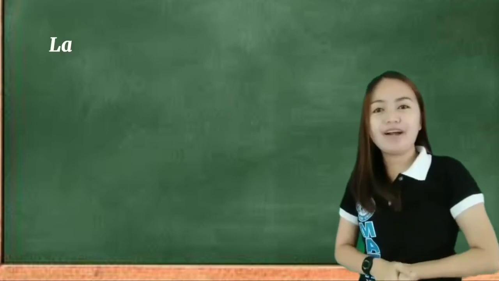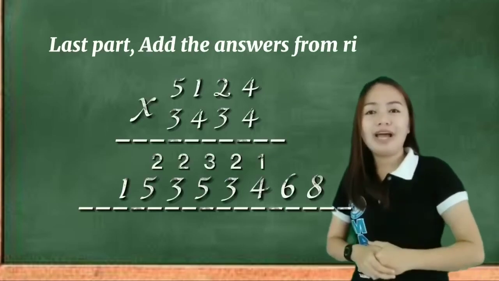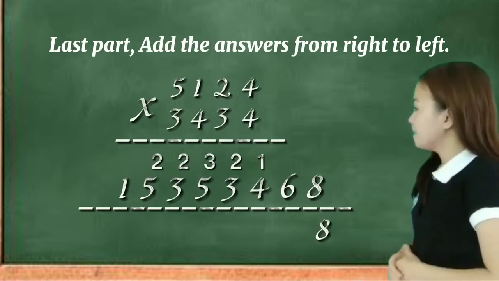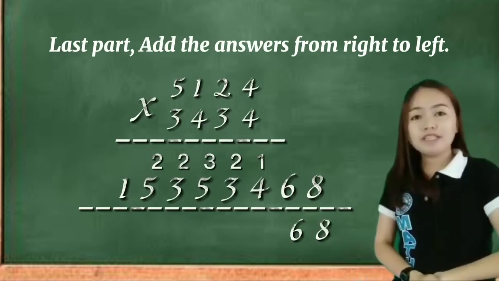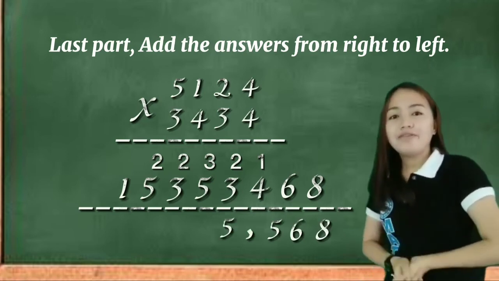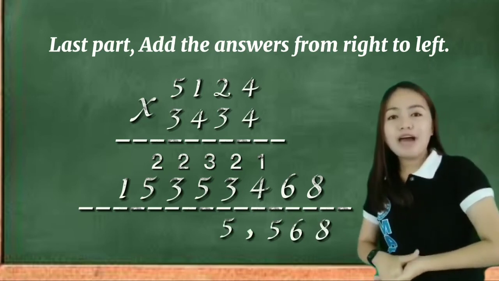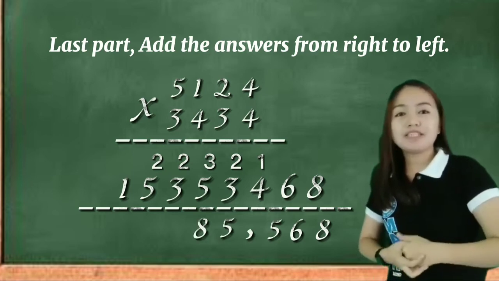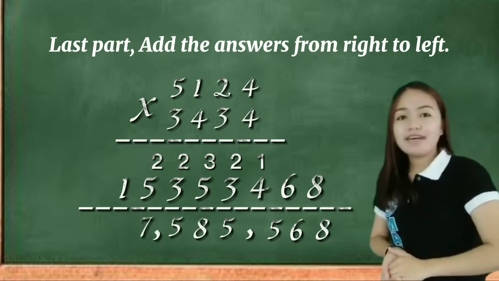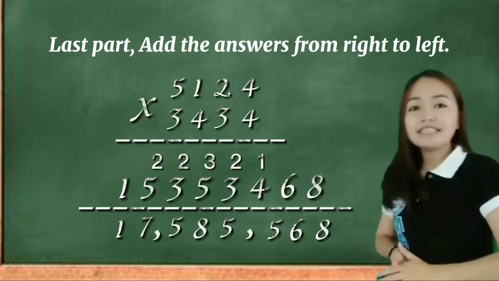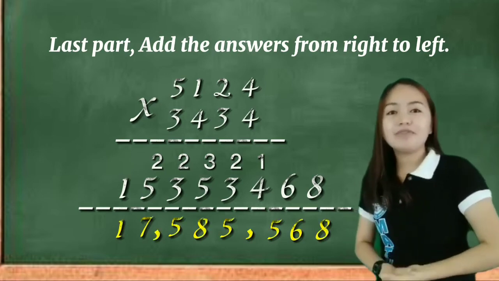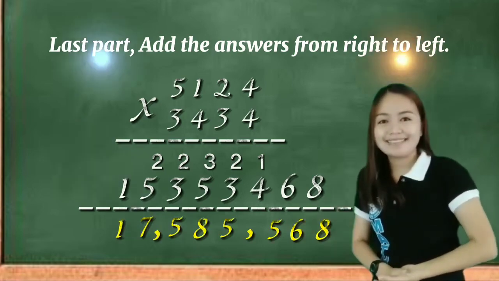So we have the last part. Add the answers from right to left. So 8, 6, 4 plus 1 equals 5. 3 plus 2 equals 5. 3 plus 5 equals 8. 3 plus 2 equals 5. 5 plus 2 equals 7. And 1. So the answer is 17,585,568.